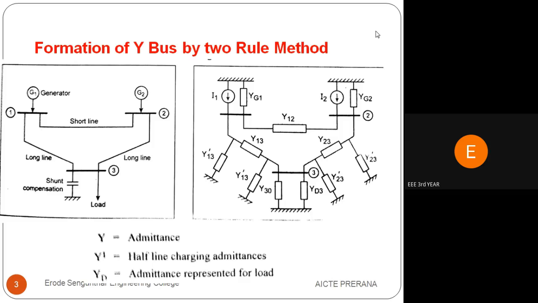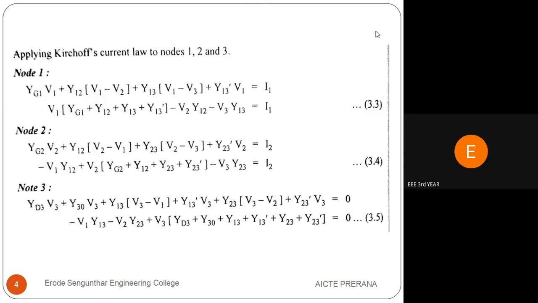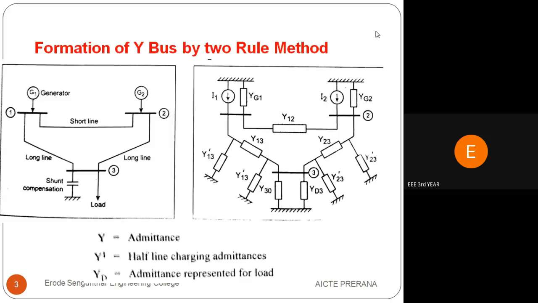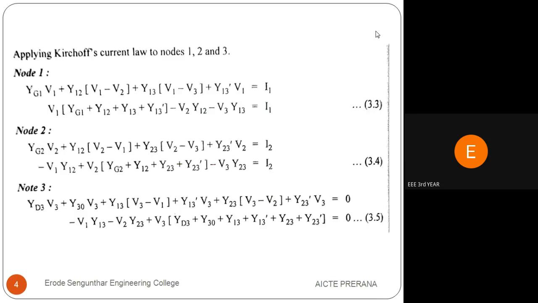And consider the second line, that is the line between buses 1 and 2. We have to consider all the elements at the first node. For buses 1 and 2 we have Y12, with the voltage being bus 1 voltage minus bus 2 voltage. So we get Y12 into (V1 minus V2).